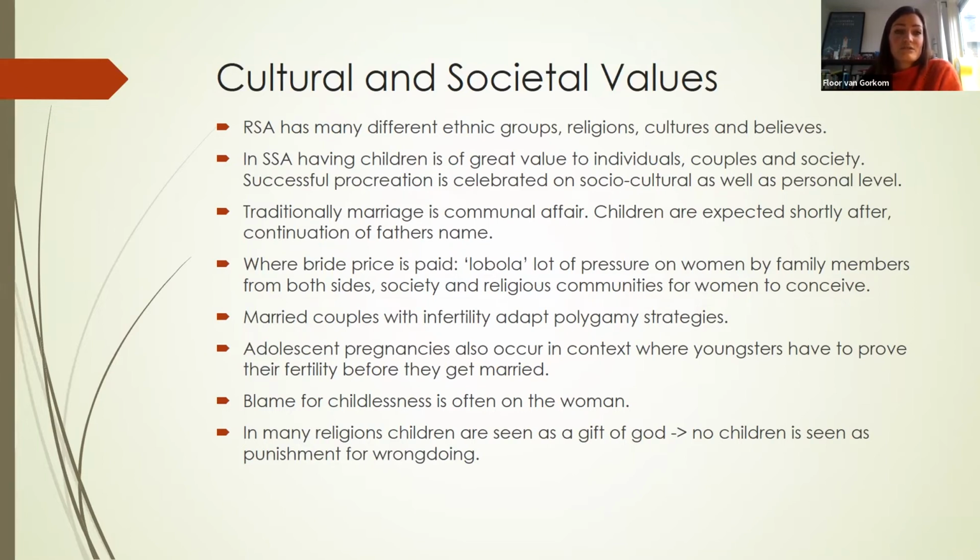And there is research that shows that when they don't conceive soon, polygamy strategies are adopted. So people search within other sexual relationships to conceive. And in some cases, adolescent pregnancies also occur, where young people have to prove their fertility at an early age before they can actually get married. And also the blame for childlessness is mostly on the women, although we know that it can also be caused by a male factor, of course.